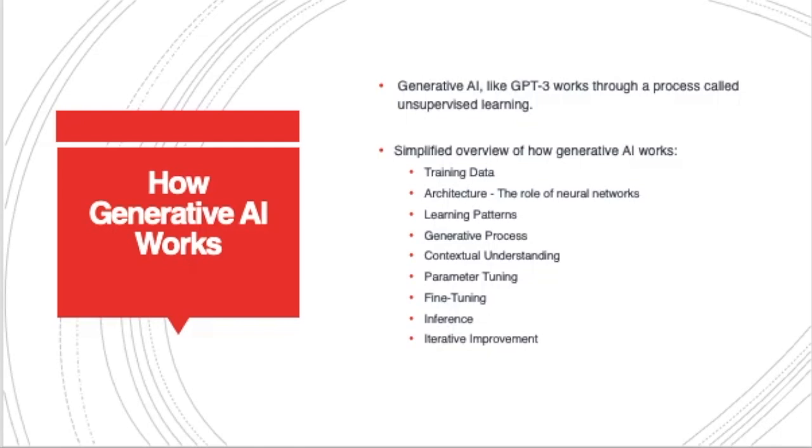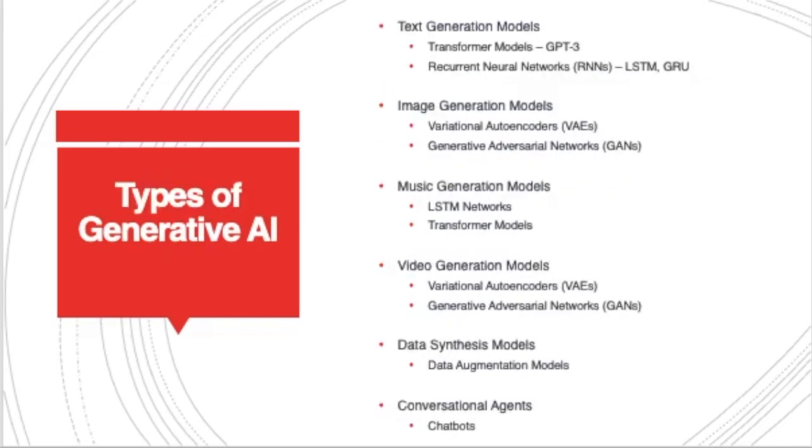Iterative improvement. Generative AI models can be continuously improved by training them on more recent and diverse data, adjusting parameters, and fine-tuning for specific tasks. However, it is important to note that while these models are powerful and can generate human-like text, now let's talk about types of generative AI.